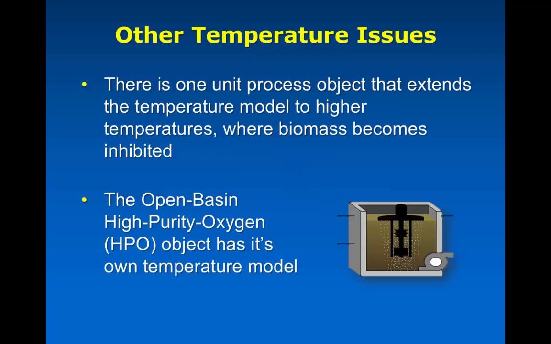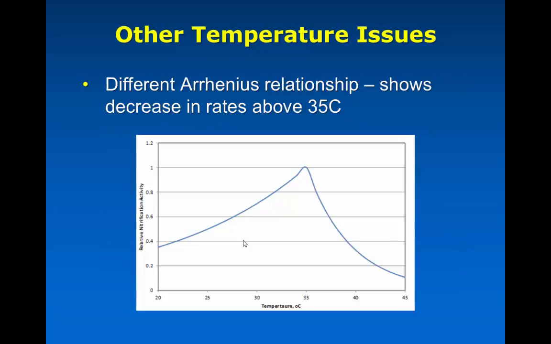Okay, a few final thoughts here. There are a few other places where we've done something special with temperature correction. There is one unit process that extends the temperature model to much higher temperatures, and that is the open basin high purity oxygen model. And that one has its own temperature model. You can actually do a little bit of prediction of temperature with this one. But because it has a very potentially high oxygen feed temperature, it has a different Arrhenius relationship.